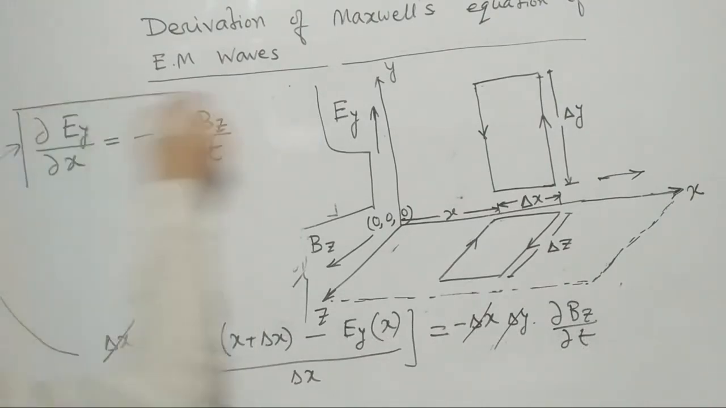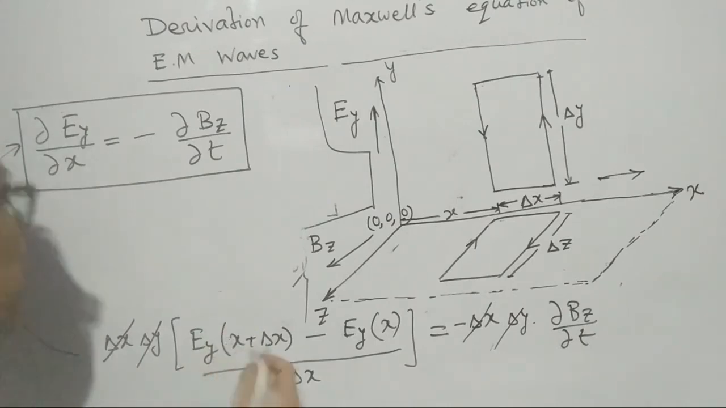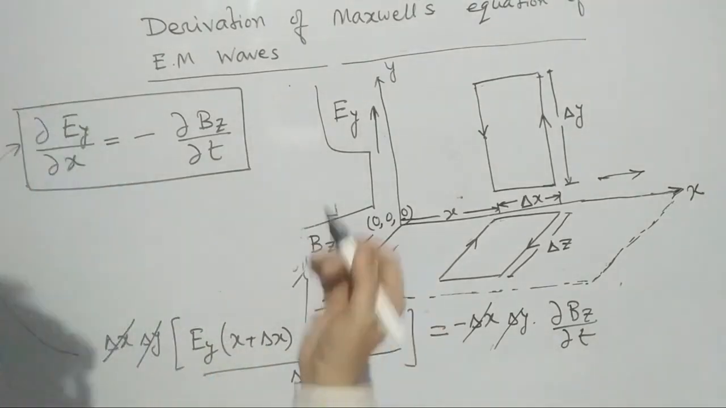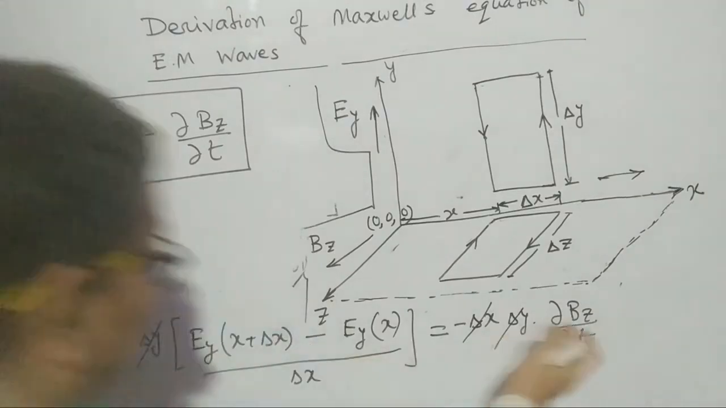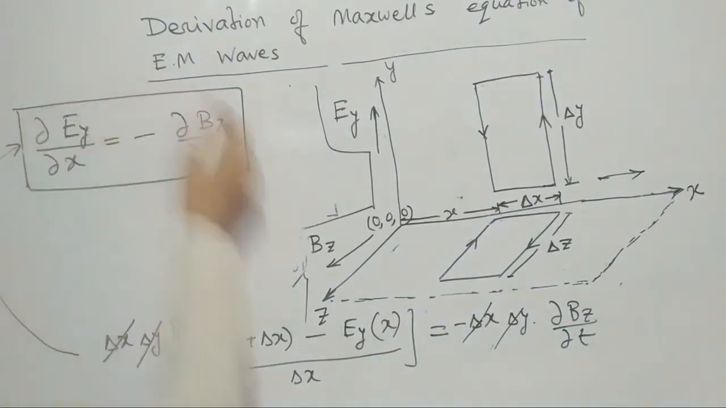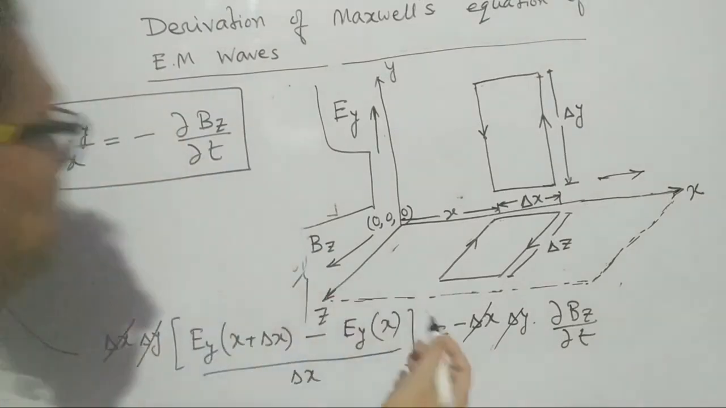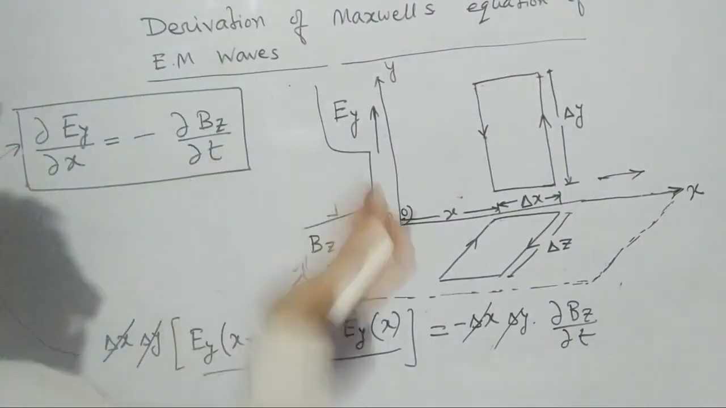So very simply we are getting this one. So Ey as a function at a distance x plus delta x minus Ey at a distance x divided by delta x. So it is just like the first principle. So this is del Ey by del x, differentiation of this function Ey, and here we are getting minus del Bz by del t. So this is one equation that we are getting. Okay. So what we have got here, I am writing this here because we have to use this later on.